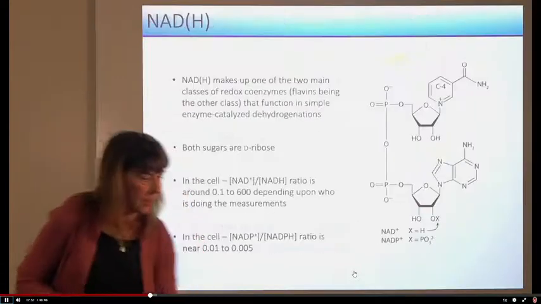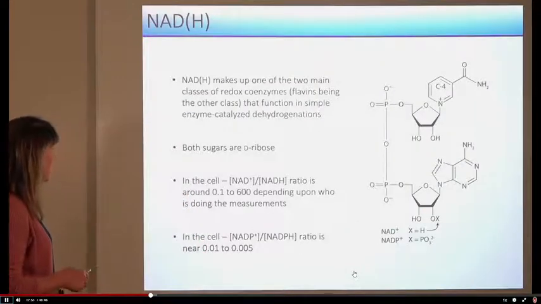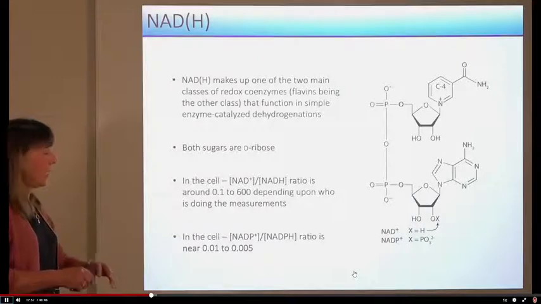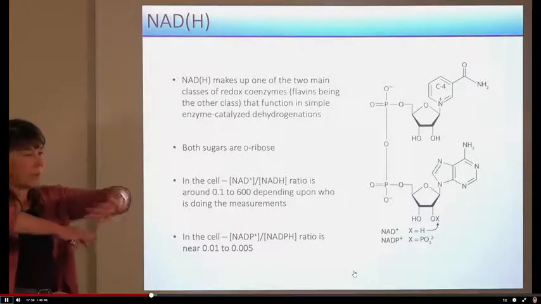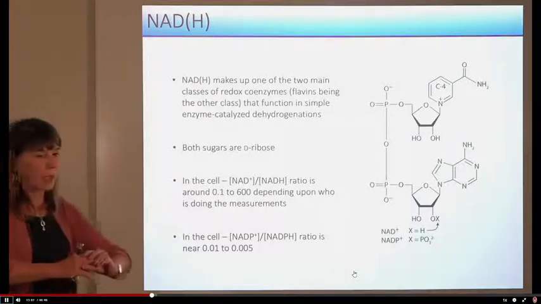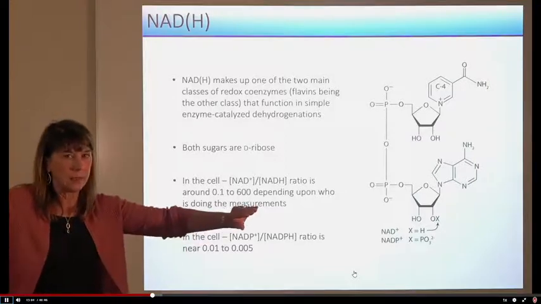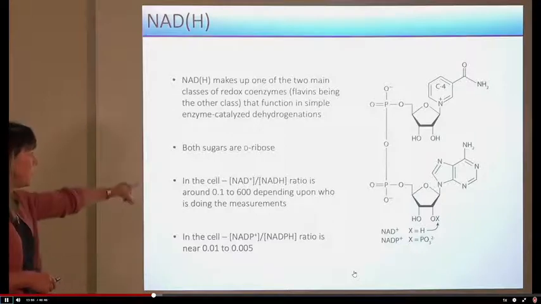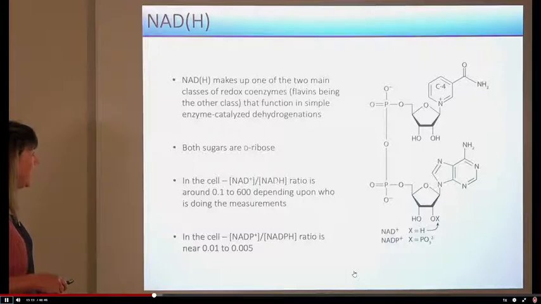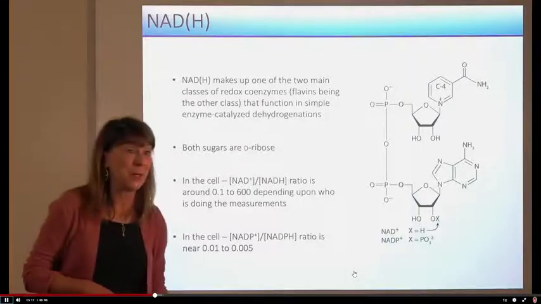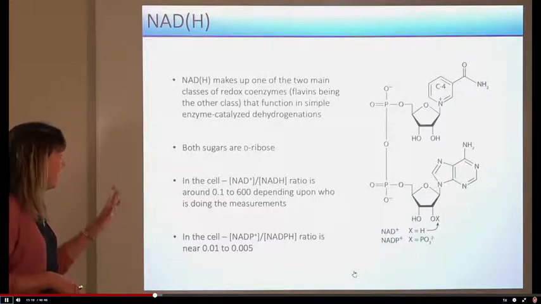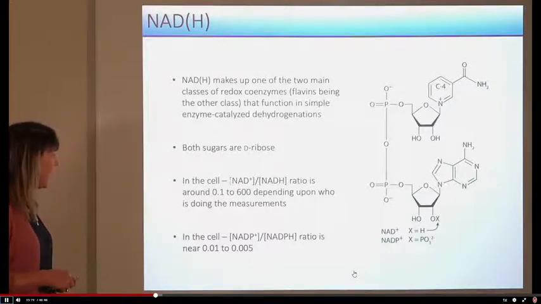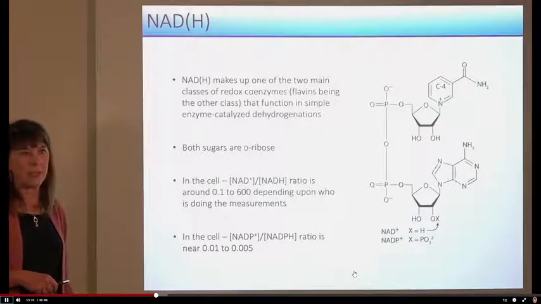So let's just take a look at the NAD. All right, one thing is that in solution, it kind of curls up on itself, but when it's actually bound to enzymes, it's in an extended conformation. The sugars are both D-ribose. Now this is important. In the cell, the ratio of NAD to NADH is between 0.1 and 600, depending on who's doing the measurement, so they're hard to measure. But the point is, in the cell, you typically have more NAD plus than NADH.